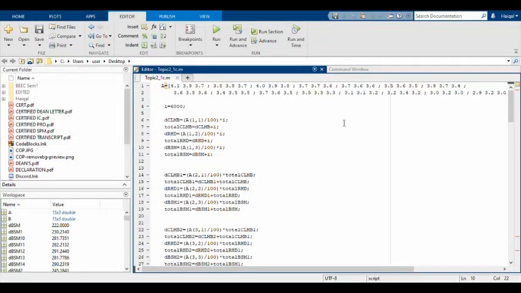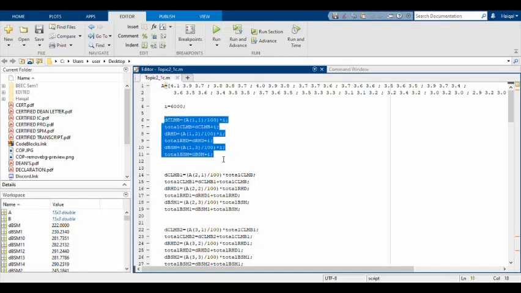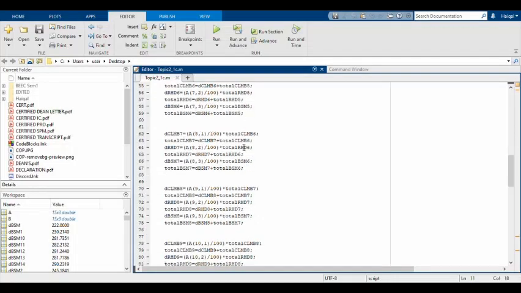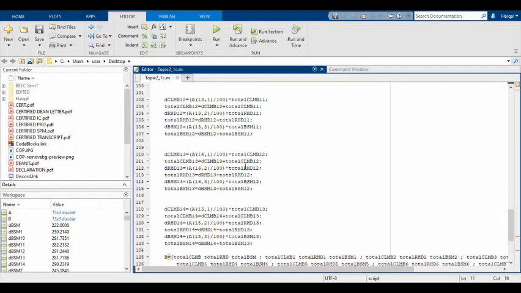For question 1C, first I initialize I equal to 6,000 based on the question given. The first step is dividend CLMB, total CLMB, dividend RHD, total RHD, dividend BSM and total BSM. This calculation will repeat 50 times based on the question given.